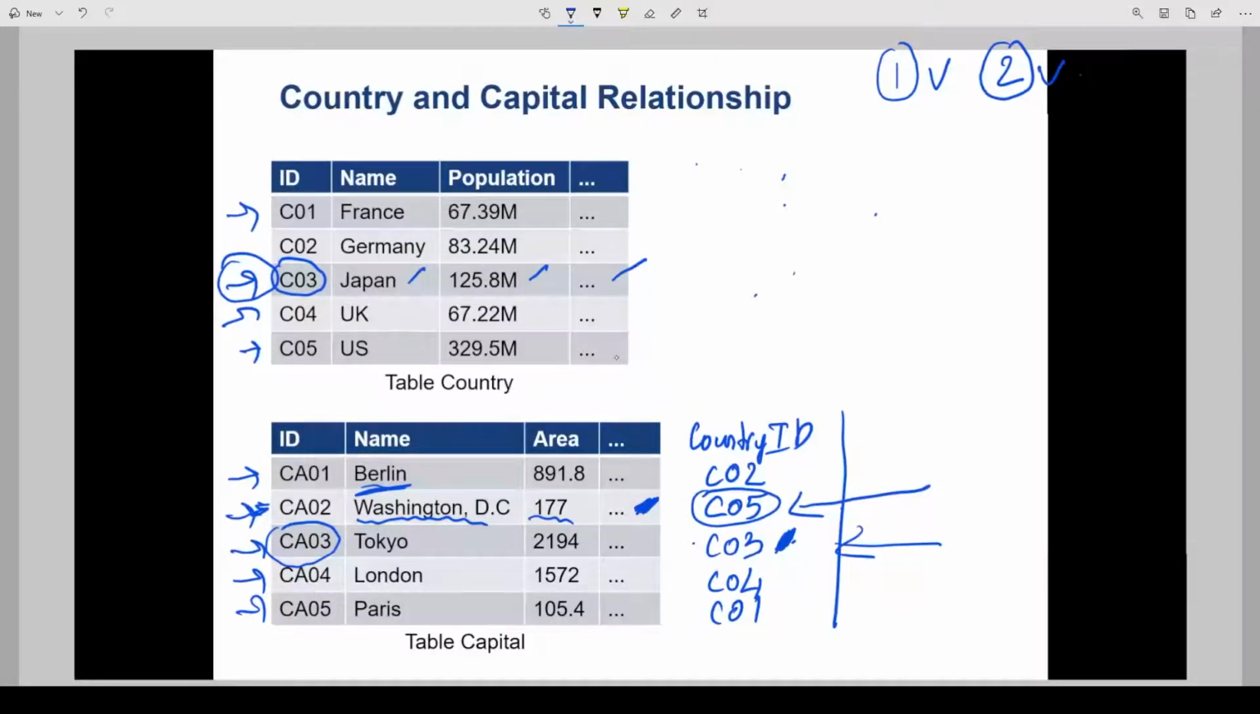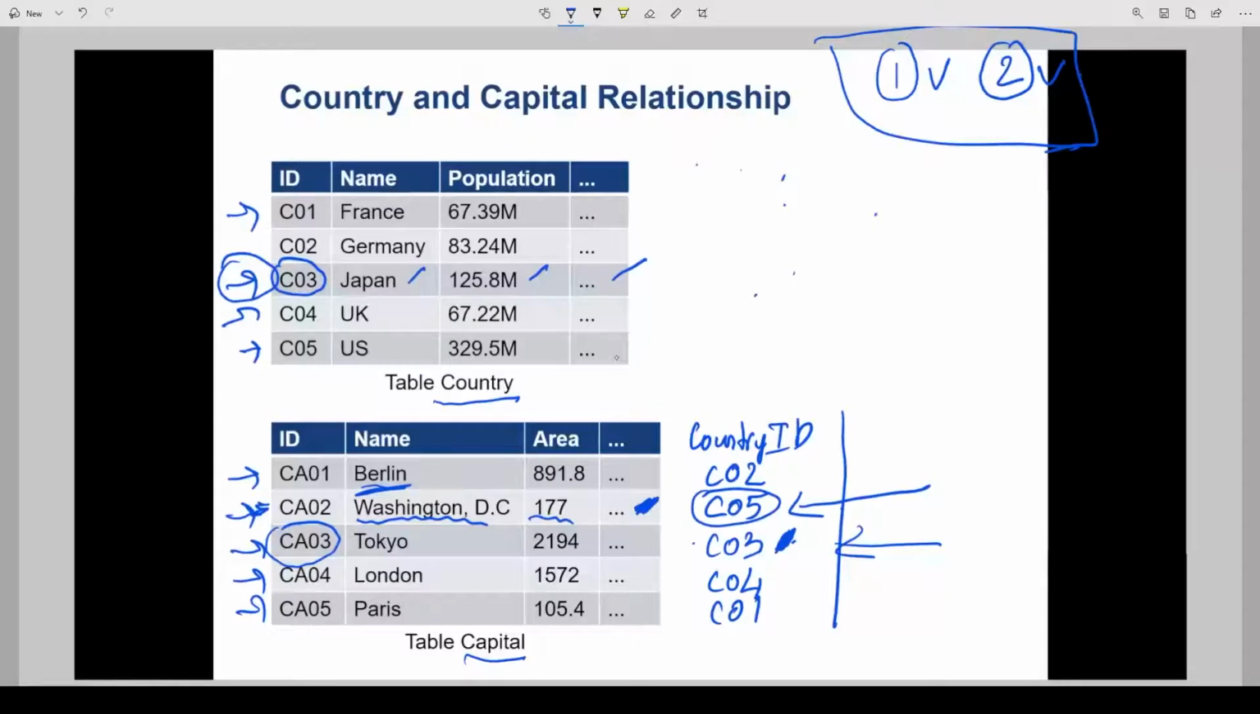So you know that in this solution, we can either put the foreign key in the table country or in the table capital. We have two solutions, and both of them are fine. There's something more that I want to share.